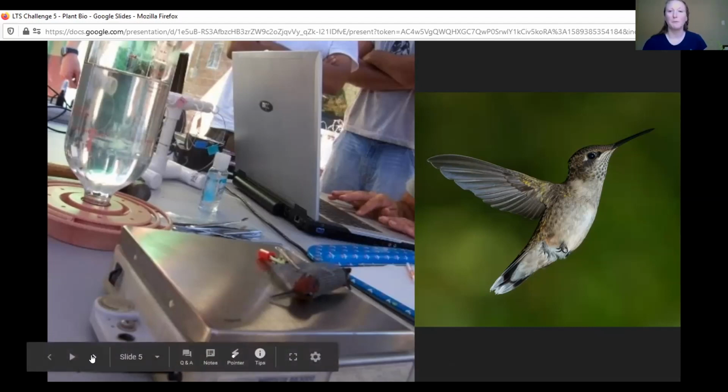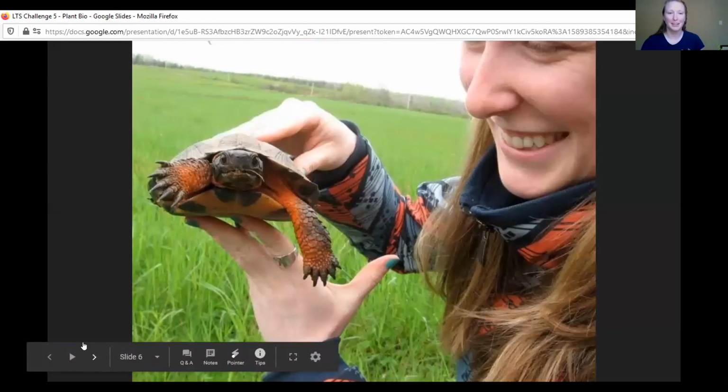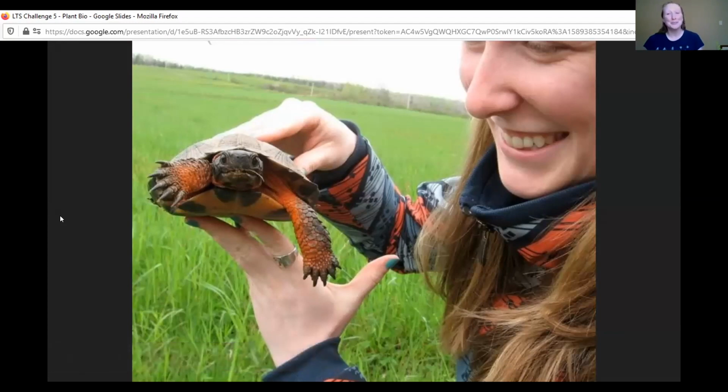Okay, I'm finally going to get back to, nope, not getting back to plants yet. Because look at this turtle, it's so cute.